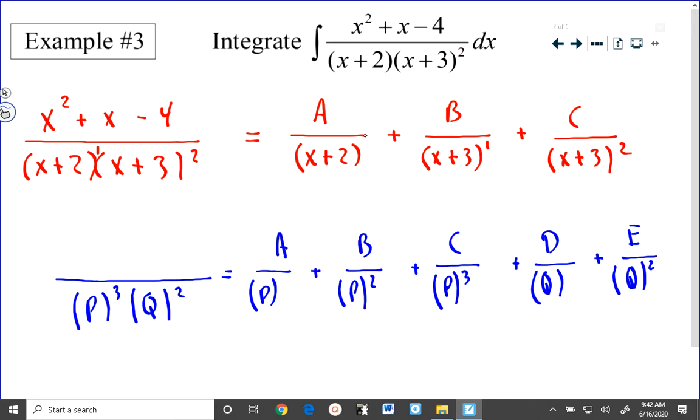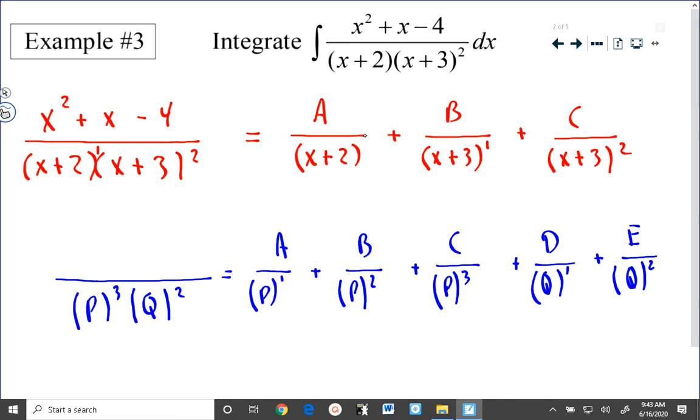So that factor needs to be represented each time with a degree of 1 leading up to the degree in the rational expression. So p goes from p to the 1 to p to the 2 to p to the 3. Q goes from q to the 1 to q to the 2. So that's the rule for multiplicities.